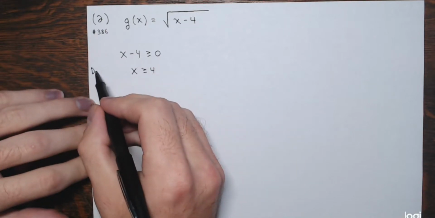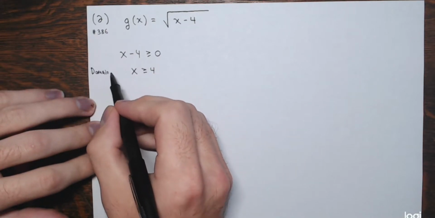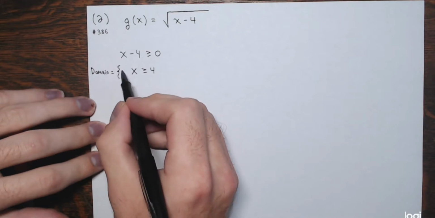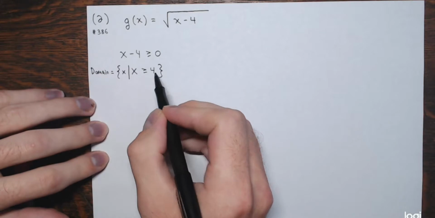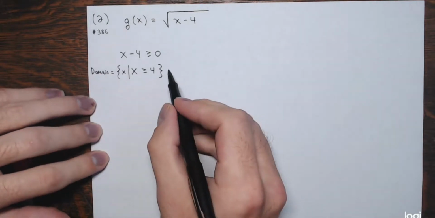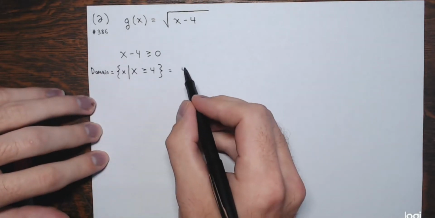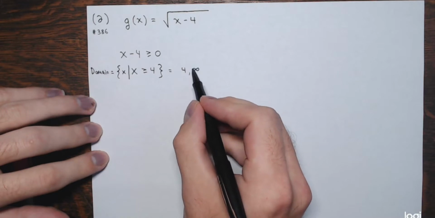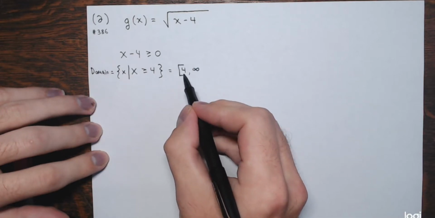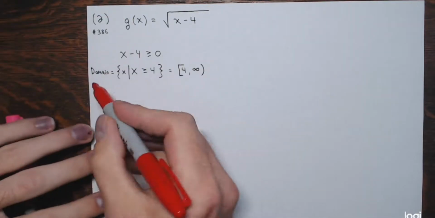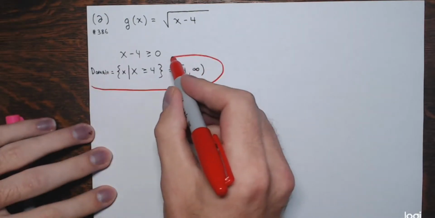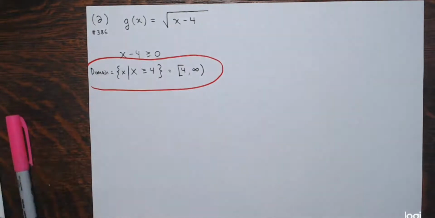So the domain of this function is all values of x such that x is greater than or equal to 4. Or in interval notation, that would be from 4 to infinity, with 4 included. So there's the domain: x is greater than or equal to 4.